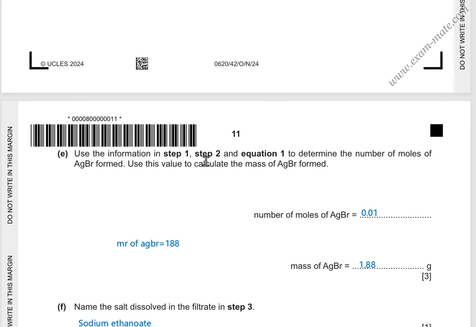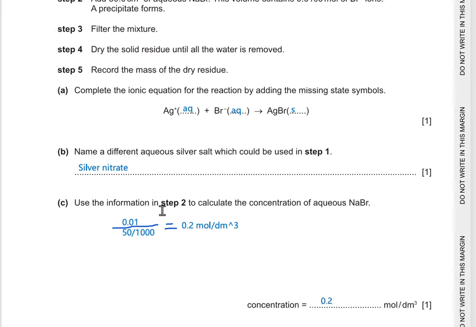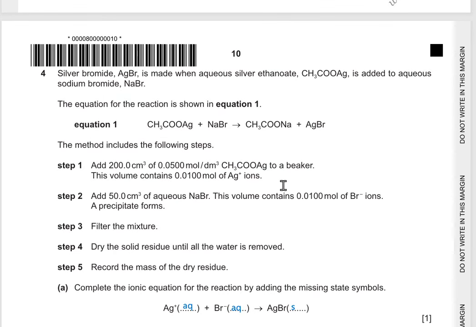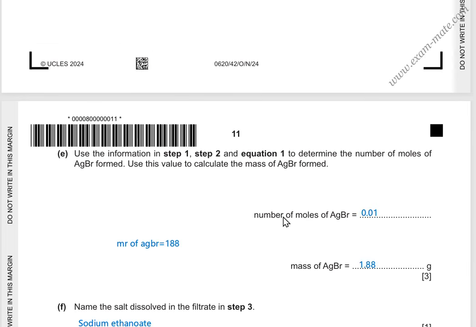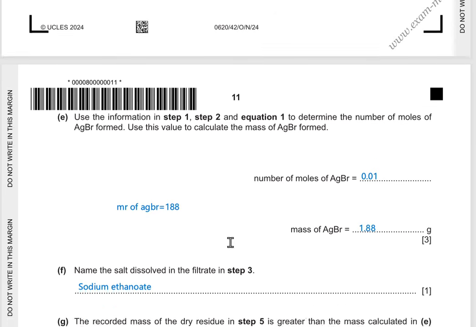Use the information in step 1, step 2, and equation 1 to determine the number of moles of AgBr formed. Use this value to calculate the mass of AgBr formed. So the number of moles of AgBr is 0.01. It literally tells us here 0.01 of Br minus ion, and since the Ag and Br ratio is 1 to 1, it's going to be 0.01. What is the mass? We calculate the Mr, which is 188. 188 times 0.01 will give us 1.88.